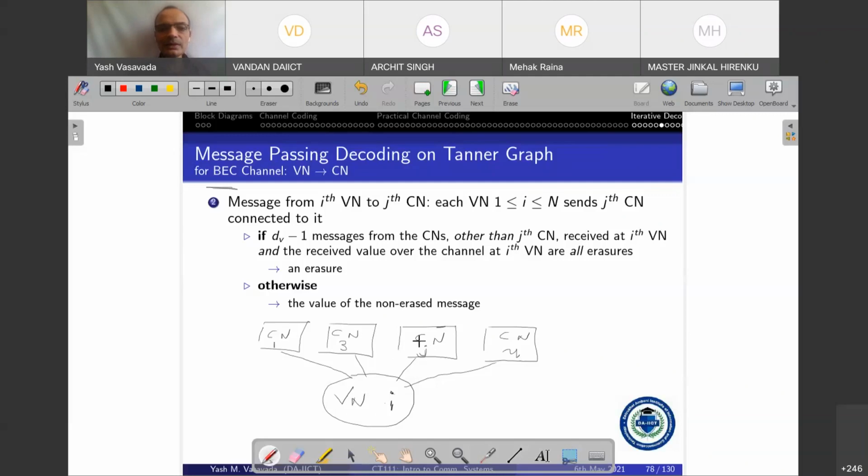So in the message passing scheme, when you are iterating, what happens is VN sends messages to CN and CN sends messages back to the VN. Now, we are assuming here that the algorithm has already proceeded.